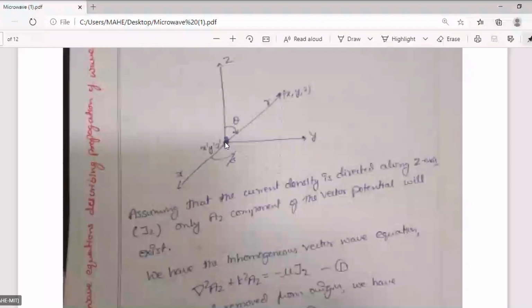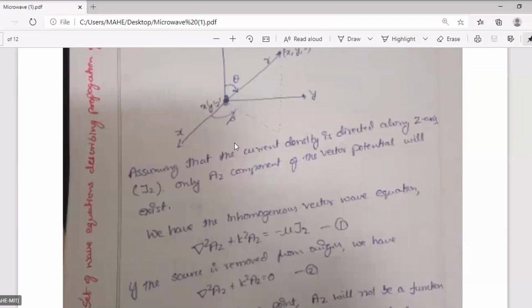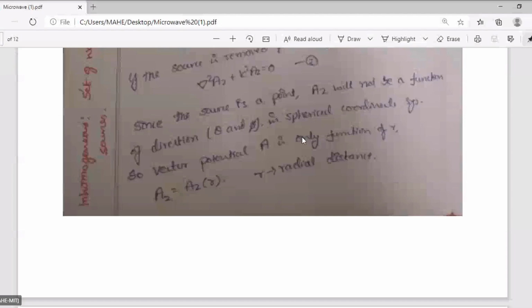And the direction we have already taken by Jz and Az. Okay, Jz and Az. But regarding theta, for a fixed star, whatever theta and phi you take, the point sees an identical situation. All the different points see an identical situation as far as the source is concerned, because the source is a point source located at the origin. Okay, so Az will not be a function of theta and phi.